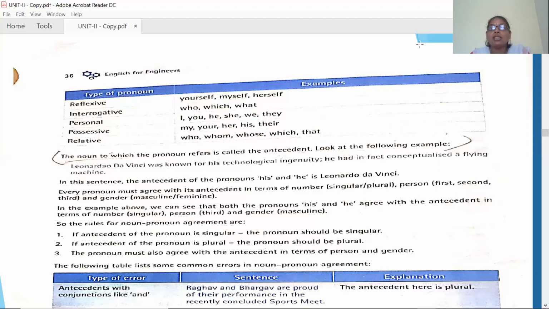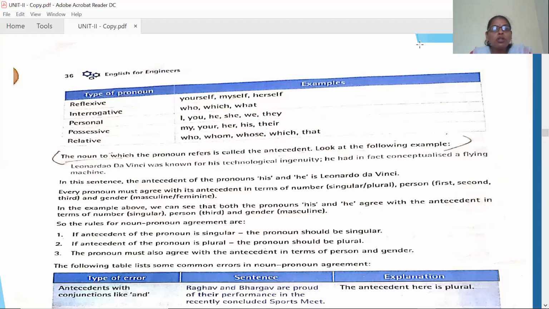Many students, when they speak or write, say that Sheetal is talking about a book, and he is explaining. But Sheetal is a noun, female, so you have to use she. Many people use he there. So that is noun-pronoun agreement: the antecedent is not agreeing with the pronoun.